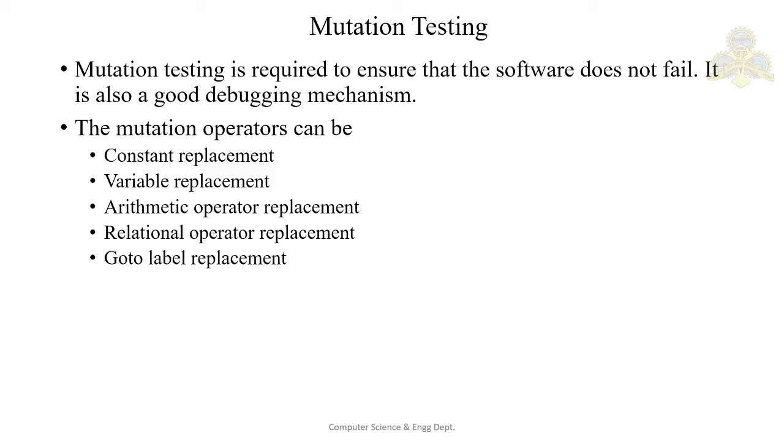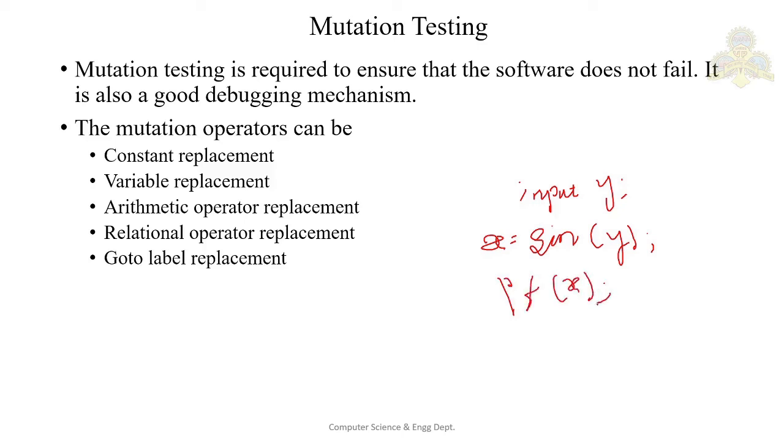Fine. For example, say we have this code segment: input y, then you have the sine function, x is equal to sine of y, which you have to calculate, then you print x. That means you take one value for y, calculate the sine of that y, put it into a variable x, and print the value of that x.